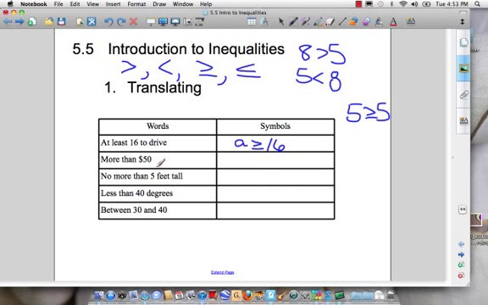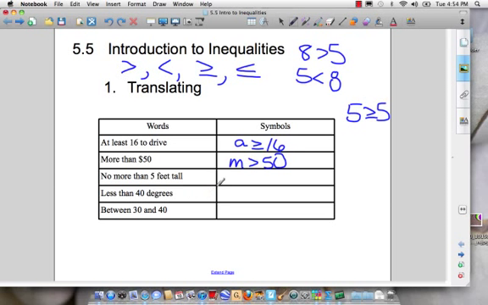So you need greater than or equal to. All right, more than $50. This is an amount of money, so I'll go ahead and use an M. What are we saying about that money? It has to be more than 50. Notice on this example, I don't include that extra line because I don't want to include $50. I only want amounts that are more than 50.